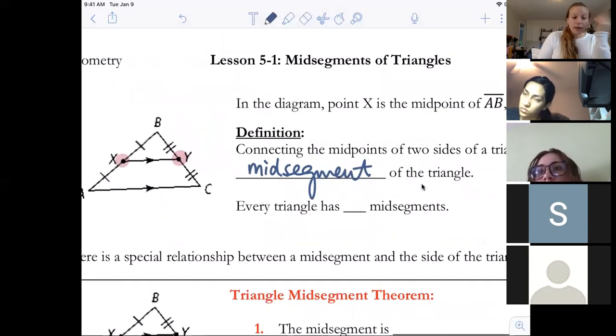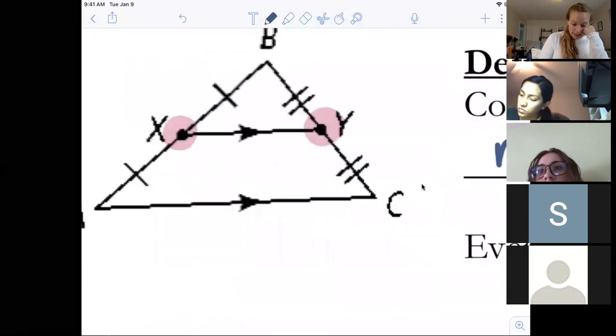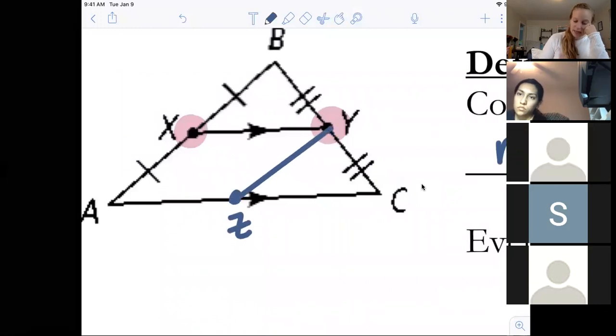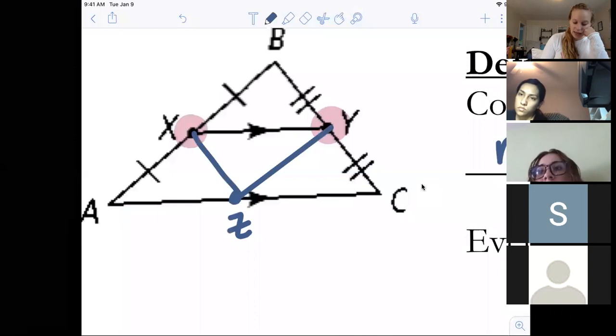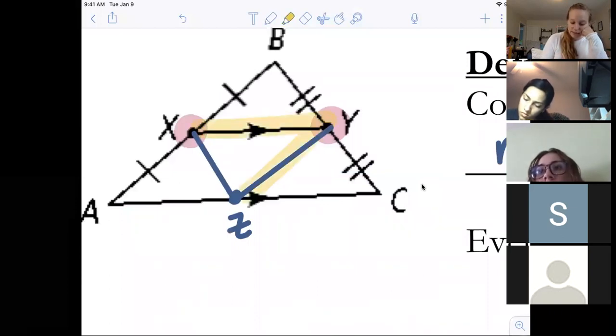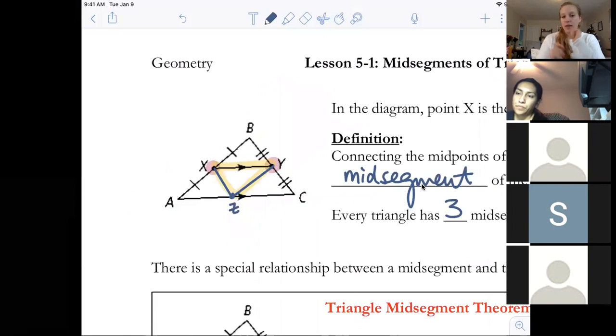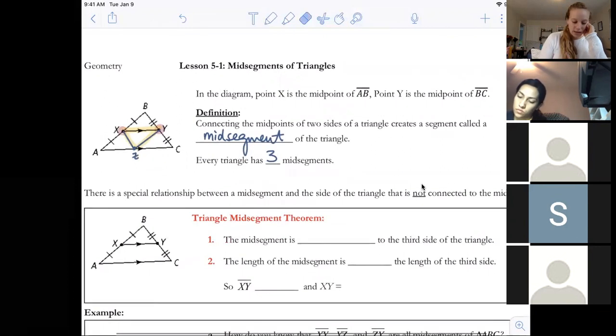You could draw another midpoint. We didn't put a midpoint between AC, so I've got a midpoint right here. We could call that Z. And then I can connect the midpoints, ZY and ZX, and that would give us a total of 3 mid-segments in a triangle. So every triangle has a total of 3 mid-segments. When you take those 3 midpoints and connect them all together in groups of 2, that gives us 3 mid-segments. Again, we're just learning some basics right now, some vocabulary.